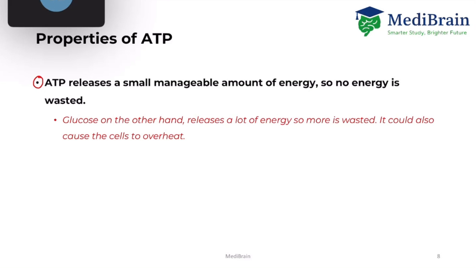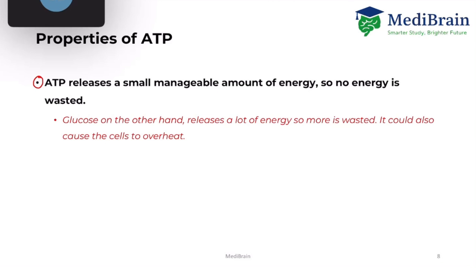So ATP releases a small manageable amount of energy, so no energy is wasted. Whereas when you're using glucose, you normally have a lot of bonds, so more time taken to break the bonds, and therefore more energy is released. And sometimes you may not need to use all of the energy, so some of the energy can also be wasted. Sometimes you could produce too much of the energy and it could cause cell damage. It could cause the cell to overheat.